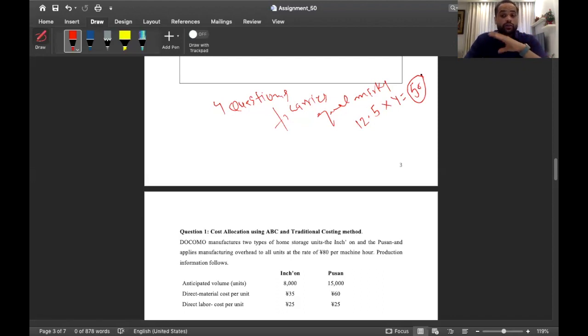So you have to attempt all 4 questions. Of these 4 questions, 3 are about calculation and some discussions or comments, and 1 question is only about comments or discussion, which is theory. So keep it in mind.